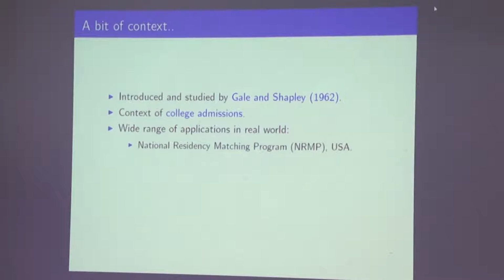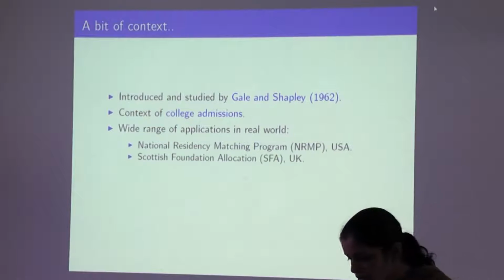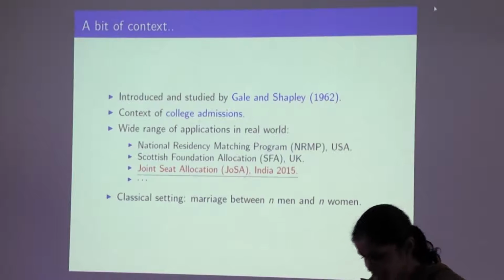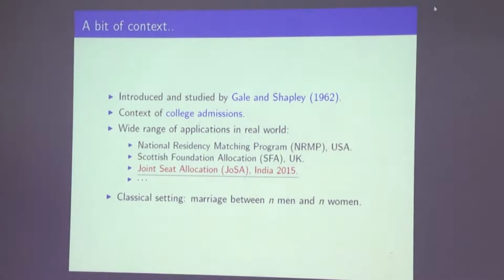So this made people think: is there a centralized mechanism where everybody submits their choices, and then the centralized mechanism makes a decision which resident gets which hospital, or similarly when we talk about joint seat allocation, which student gets which seat and so on. But at the end of it, what would you want to guarantee to students, or what would you like this assignment or this allocation to satisfy?